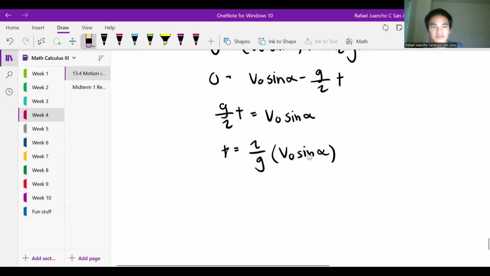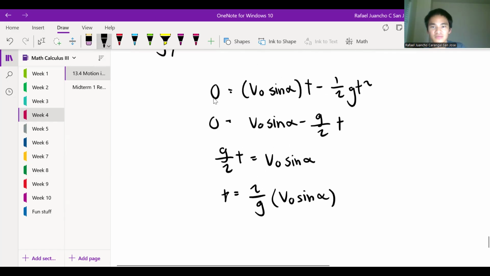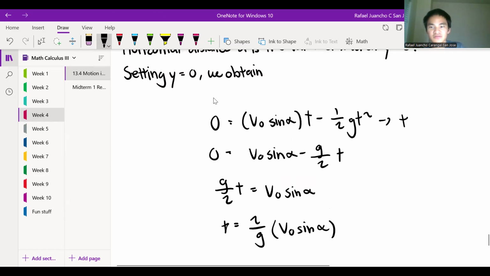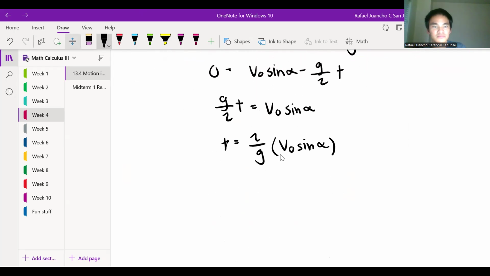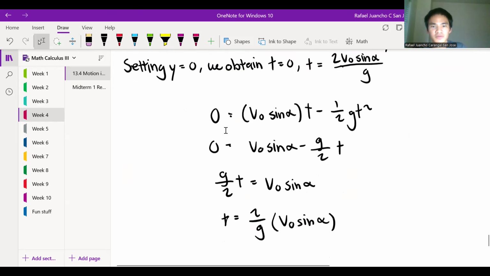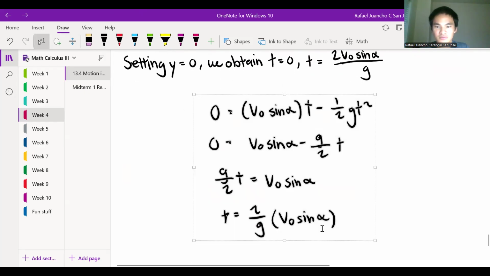It gives me this value for t, but it also gives me t equals 0 from here, because if I make these 0, I get a 0 value. So if we make y 0, we actually obtain two values of t: 0 and t equals, well, 2v naught sine alpha over g. So we obtain these two things.